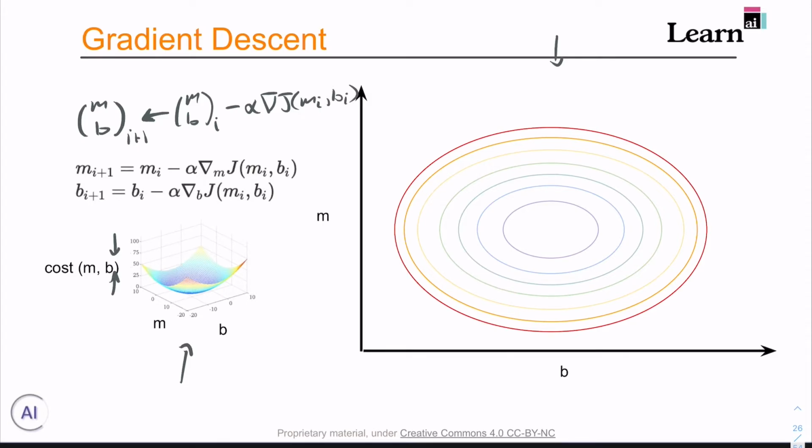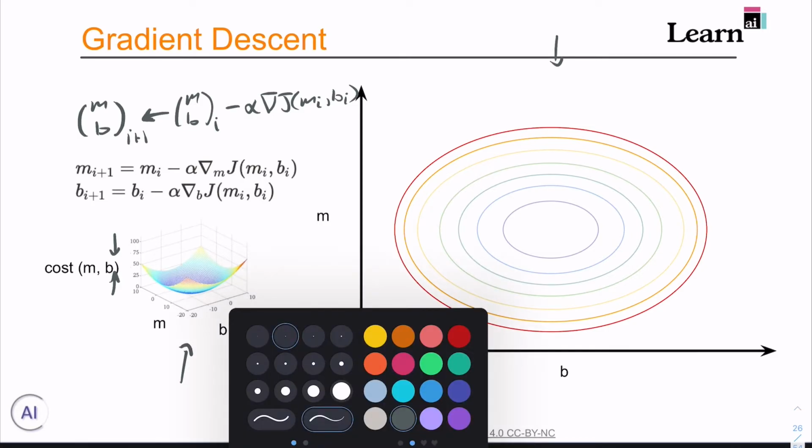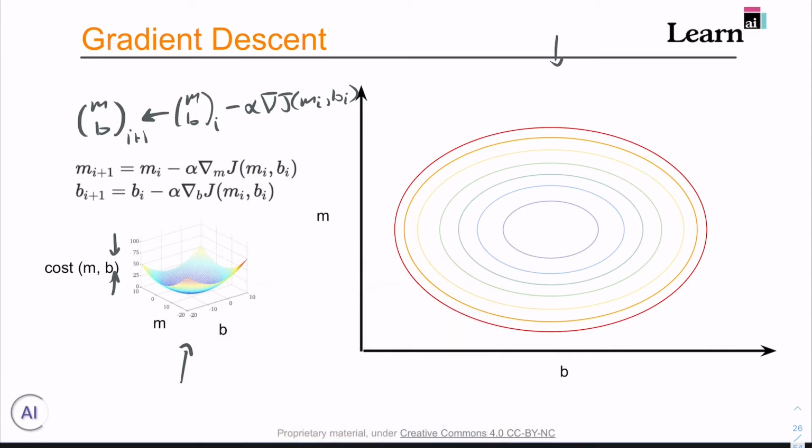Okay, so what does that mean? So MBI, let's plot that. So MB on the ith iteration. So let's say we're here. Say we're initialized at, say, i equals 0. This is MB0. Okay, and we want to know what MB1 is going to be.